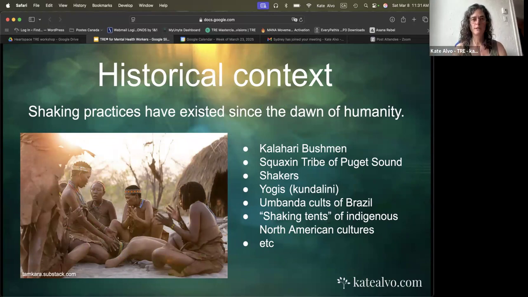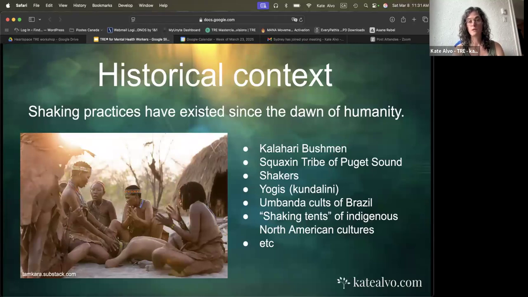I wanted to give you a little bit of historical context about shaking, because TRE is one approach to shaking, but really shaking practices have existed since the dawn of humanity. Many cultures around the world have had shaking practices for a really long time, including the Kalahari Bushmen of Africa, who are supposedly the oldest continuously existing indigenous tribe in the world, who use this shaking practice in groups. They've used it forever. They still use it now.